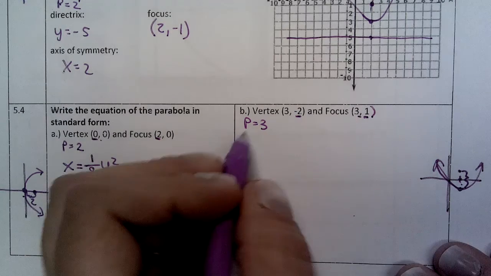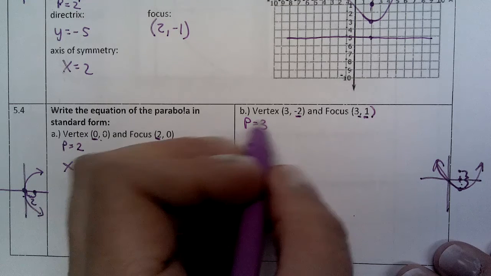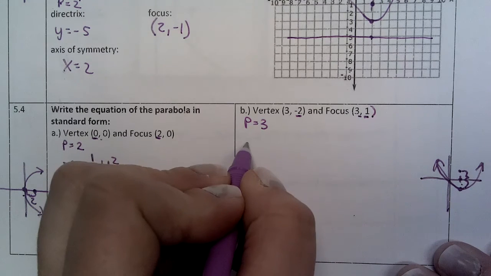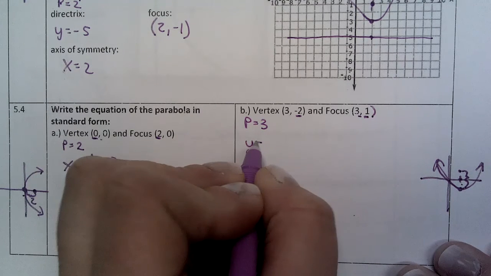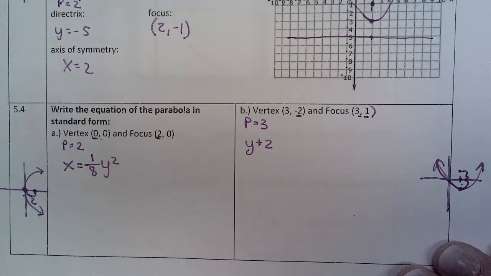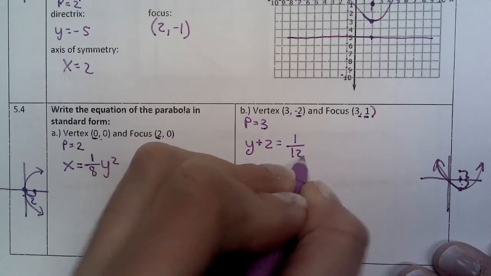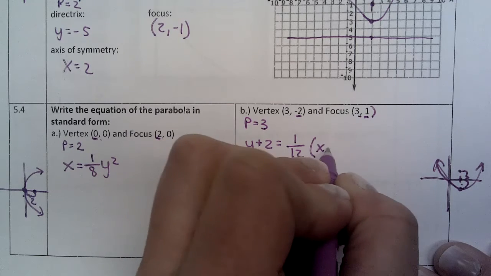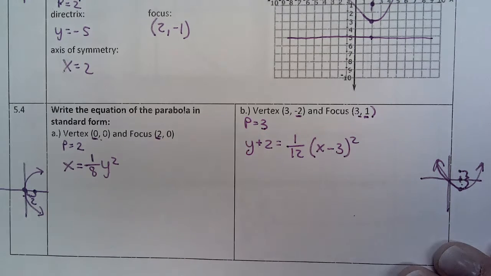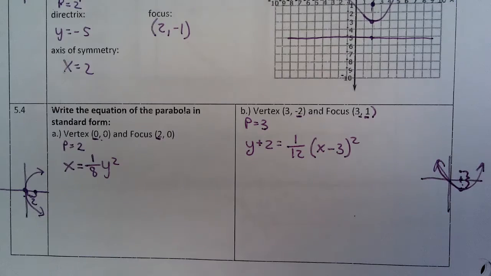So now I'm going to go on ahead. I've got all the information I need. I've got my vertex. This thing opens up or down, so it's going to start with a y. So y plus 2, because it's minus -2, equals 1/4 times p, which is 3, and then x minus 3 squared. And we're done.